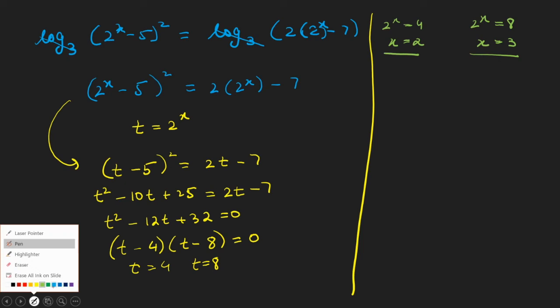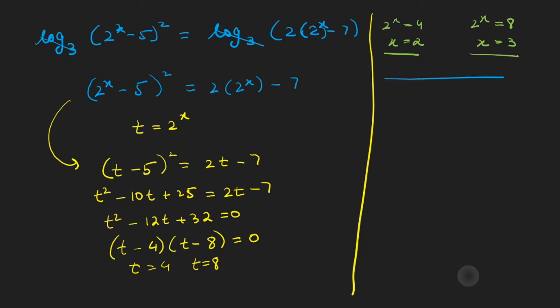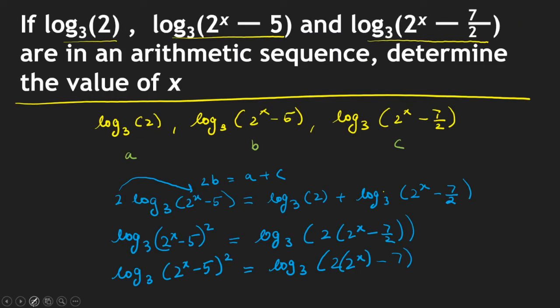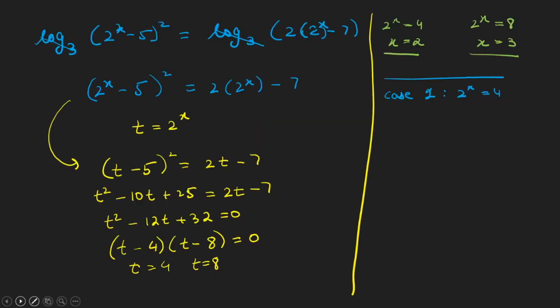So if we take case 1, where 2 raised to the power x is equal to 4, what we get is log base 3, 2, and then here we get log base 3 of (4 minus 5), so that will be minus 1. And this will be (4 minus 7) by 2, which is 0.5. So if we put those things in, we get log base 3 of 2, log base 3 of minus 1, log base 3 of half, right?